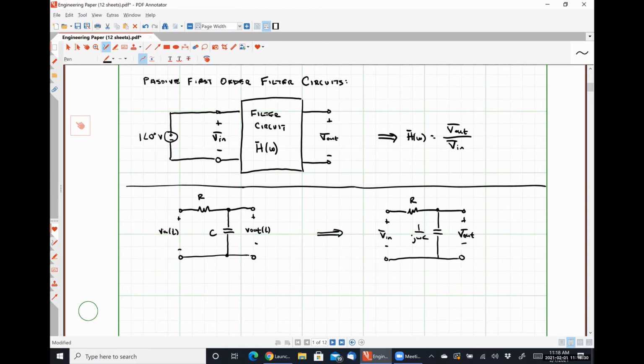Too much work. Try again. Voltage division. This is a voltage divider circuit, 2 impedances in series, and we want to take the output signal over one of those impedances. That is correct. All right.